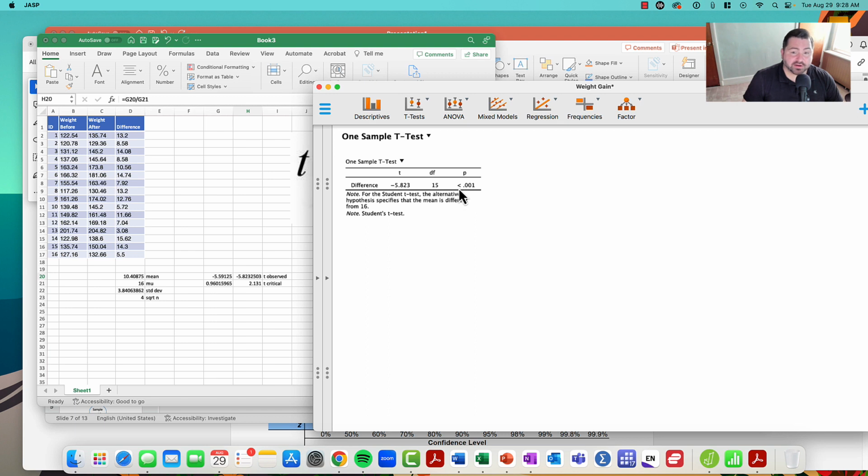And so the assumption here is that the sample of 16 people who consume 1,000 calories extra per day, on average, are going to gain about 5.823 pounds less than the known population parameter of 16 pounds in that same time period. So this is how you would perform a one sample t-test in Excel and then verify it in JASP. And then ultimately how to interpret that data back to the research question of interest.